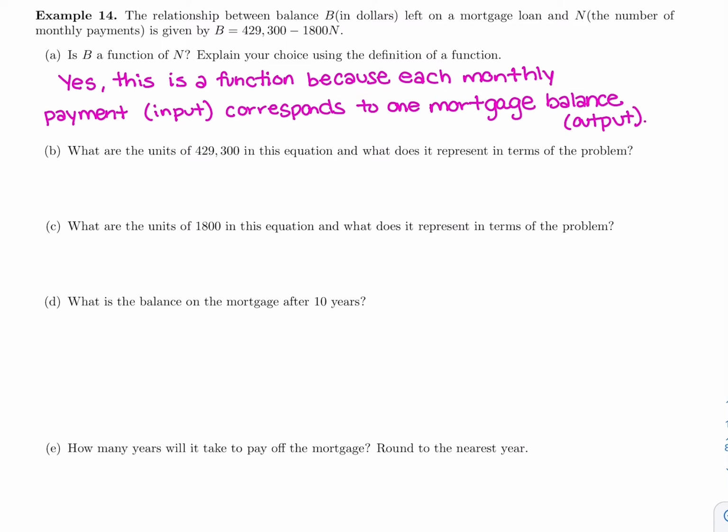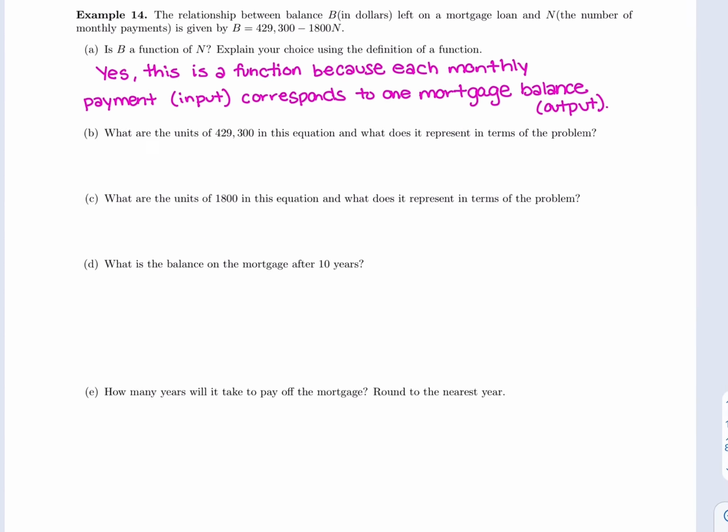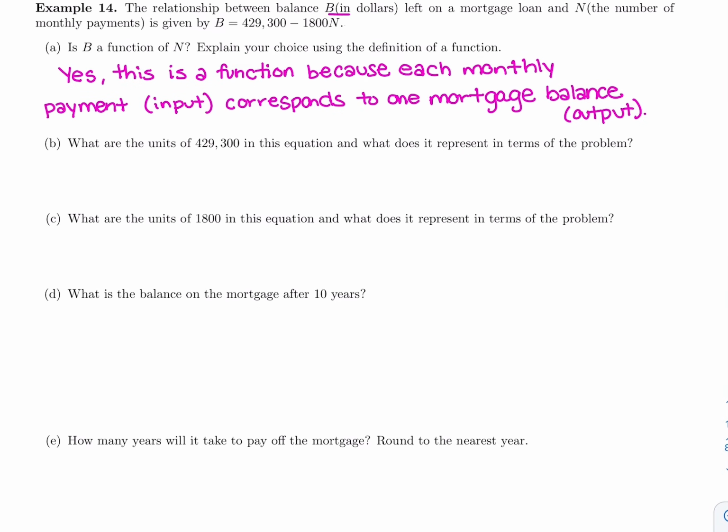So part B says we want to interpret what are the units of 429,300 in this equation and what does it represent in terms of the problem. So we want to think about what are the units that we're measuring. Well, we're talking about the dollars on the mortgage payment for each month. So 429,300 must be in dollars. We're getting out dollars, we're plugging in N months, and what we get out is dollars.